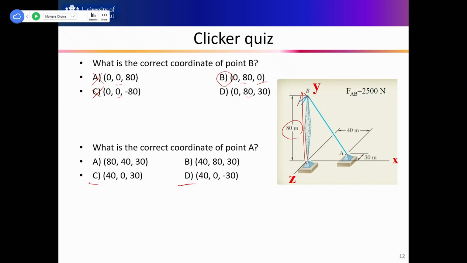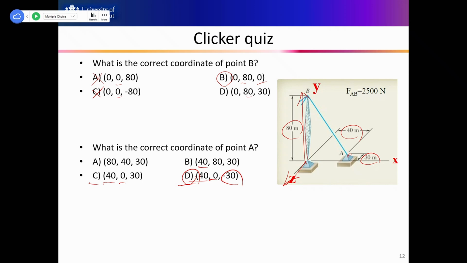So X component of A, 40, right? 40, 40, 40. Okay, and the Y component of A, 0, right? So 0, good. And then Z component of A, 30, but this is positive direction, so it must be minus 30, okay? So that's why D is correct.